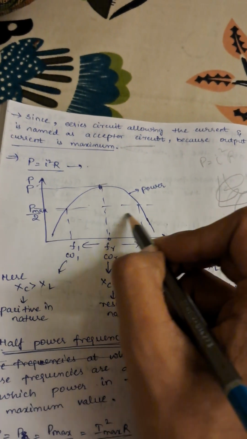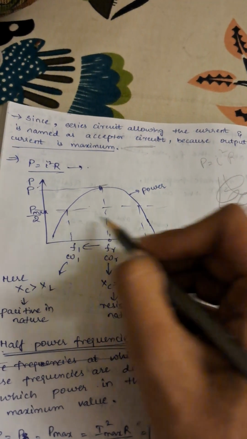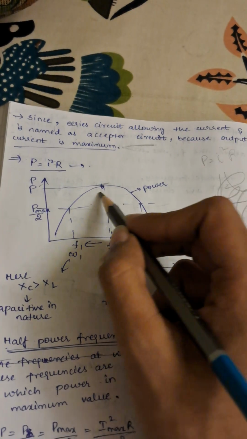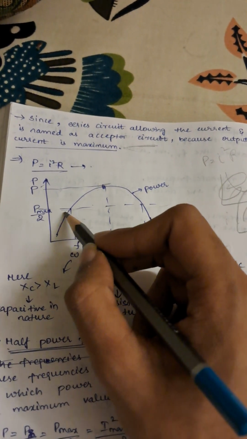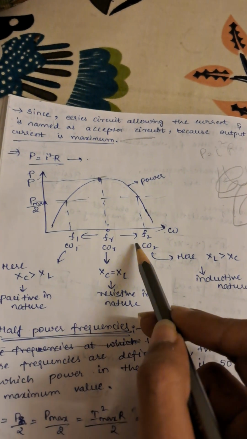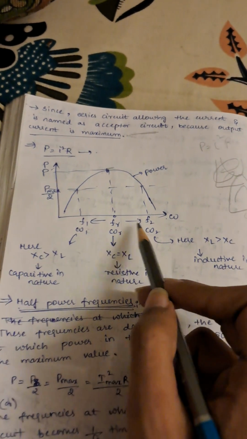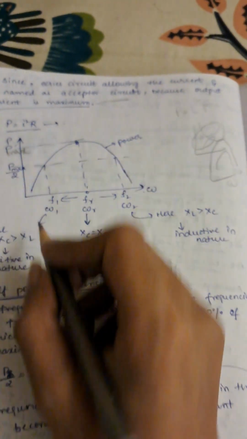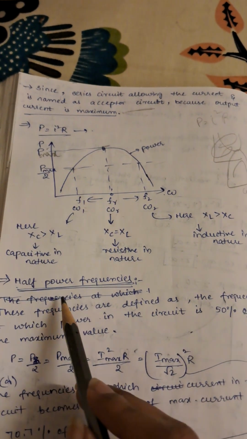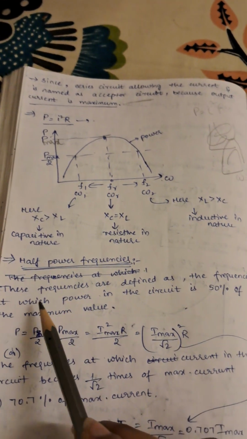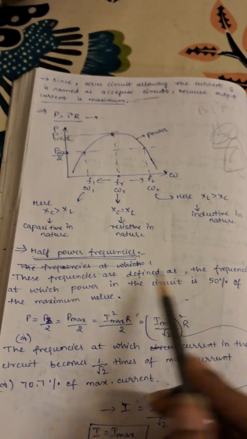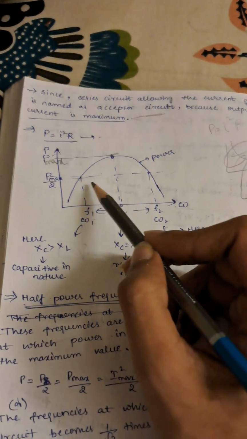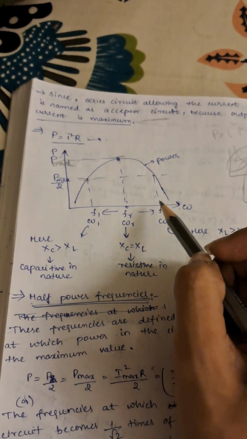And if you draw a line here, at two different frequencies the power will be the same. Otherwise, for other conditions the power won't be the same. So here F1 and F2 are known as half power frequencies, at Pmax by 2, where this is Pmax. How is that? I will tell. Half power frequencies are defined as the frequencies at which the power in the circuit is 50% of the maximum value.